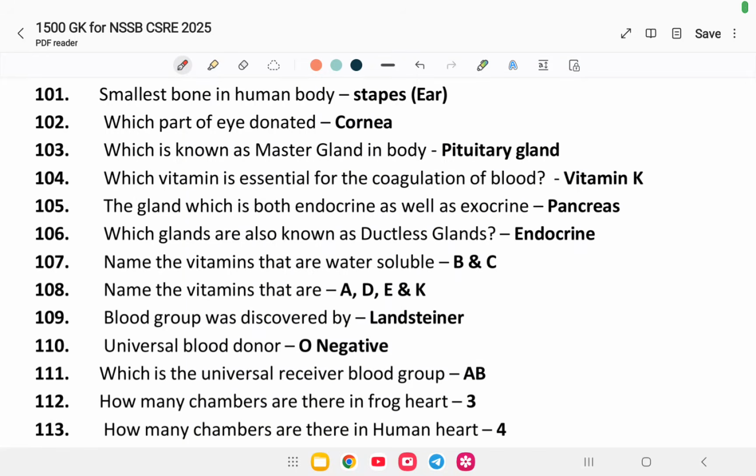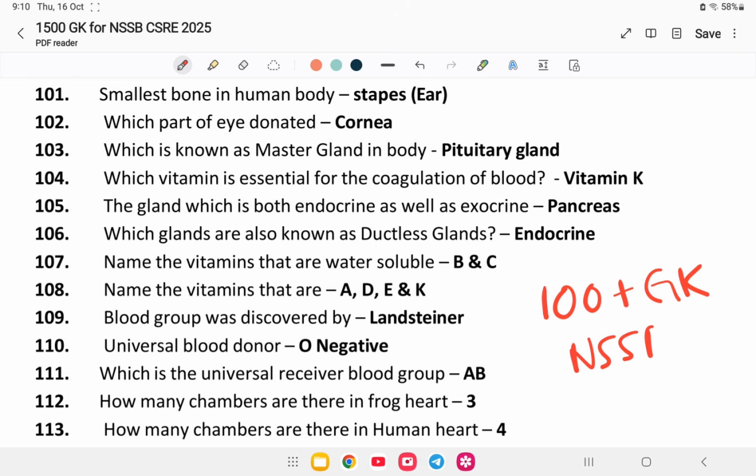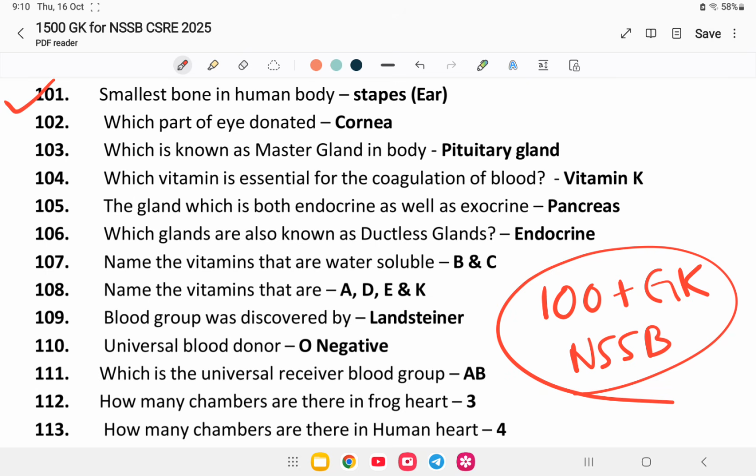Welcome back to another video on 100 plus GK questions for NSSB. So, expected 100 questions GK, fast, for revision purposes, and it will be very helpful for those who are preparing for NSSB. Last minute revision is going to be important. So let us start with the class. That was the last class, 100. Let us start with 101.